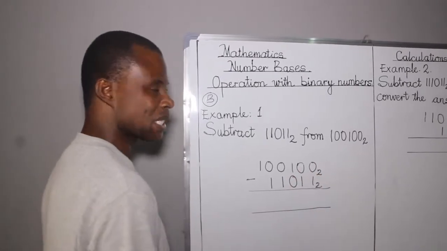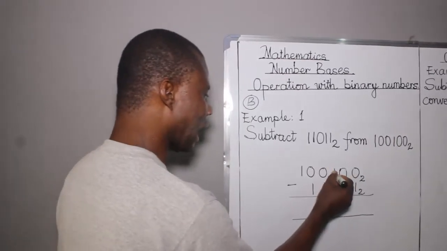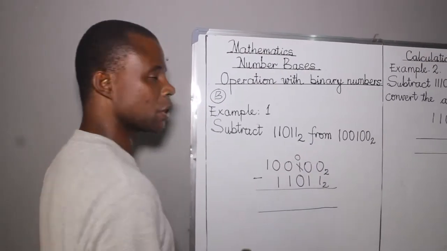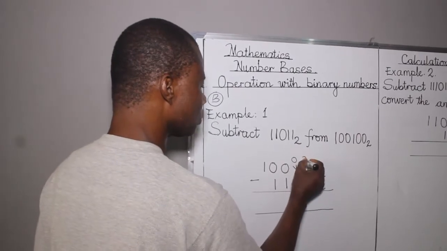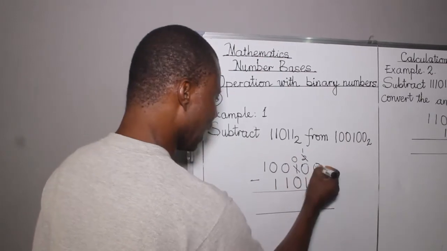0 take away 1 is not possible. Move to the next digit, it's 0. What do we do? Move further. And here I have 1. So I cancel the 1, I remove it, it becomes 0. When I bring it here, it becomes 2. I borrow 1 from it, it remains 1. I bring it here, it becomes 2.